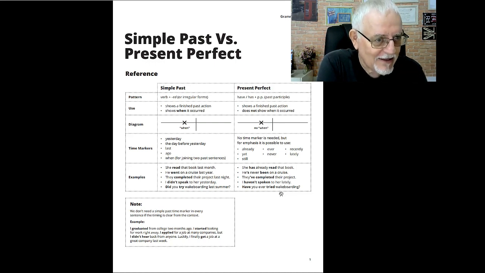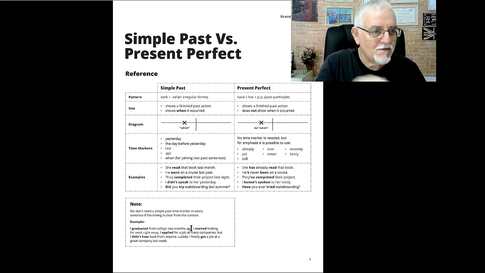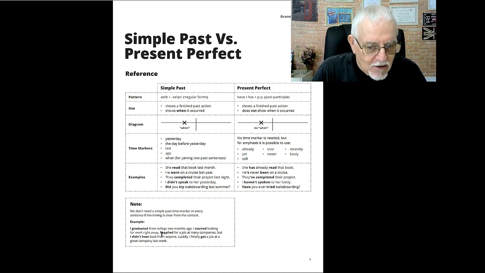There is an important thing to notice here, that if you have a paragraph with quite a few sentences and they give us a time marker in the simple past, have a look at this. We don't need a simple past time marker in every sentence if the timing is clear from the context. So, I graduated from college 2 months ago. Finished action that happened 2 months ago. I started looking for work right away. So it means that if you started looking for work right away, it was also 2 months ago. I don't need to mention 2 months ago again, because I've already mentioned it.